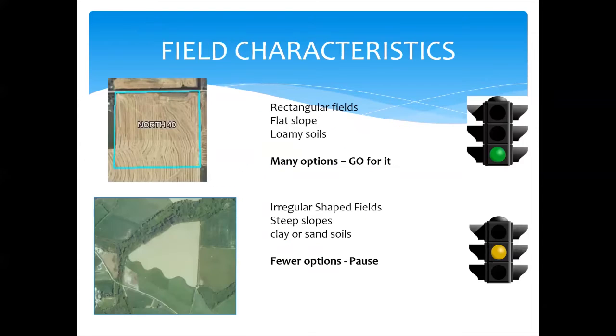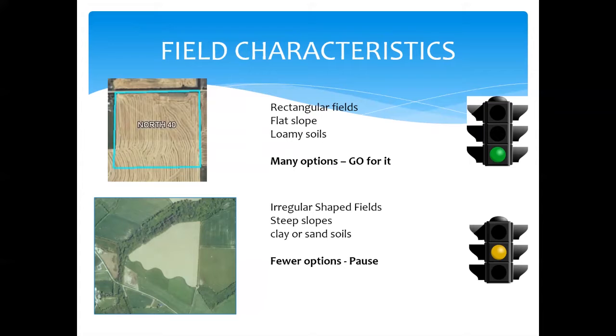Next slide. Characteristics: if you've got a flat rectangular field with nice loamy soils, you can continue on and pick pretty much whatever you like. With an irregular shape, steep slopes, heavy clay, or really sandy soil, you've got fewer options. You need to think a little bit more about the system you're going to put in.